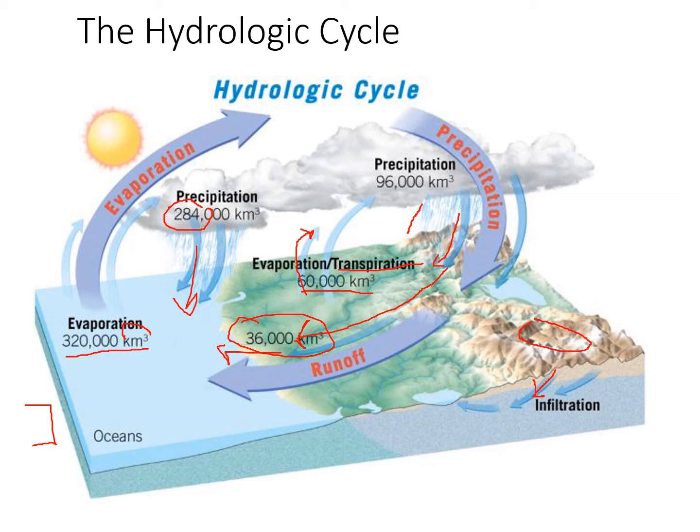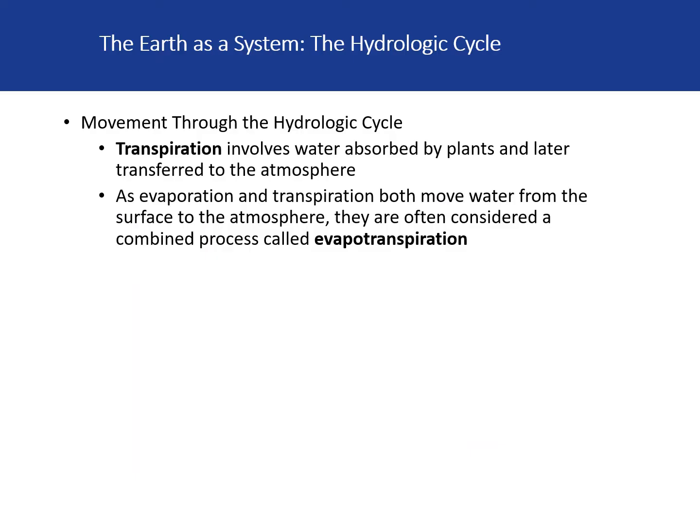And transpiration is when plants use up that water and convert that liquid water into water vapor, and it moves through their leaves. It's essentially the same process as evaporation. So geologists, earth scientists just kind of use a word smash and put those two things together and call it evapotranspiration.